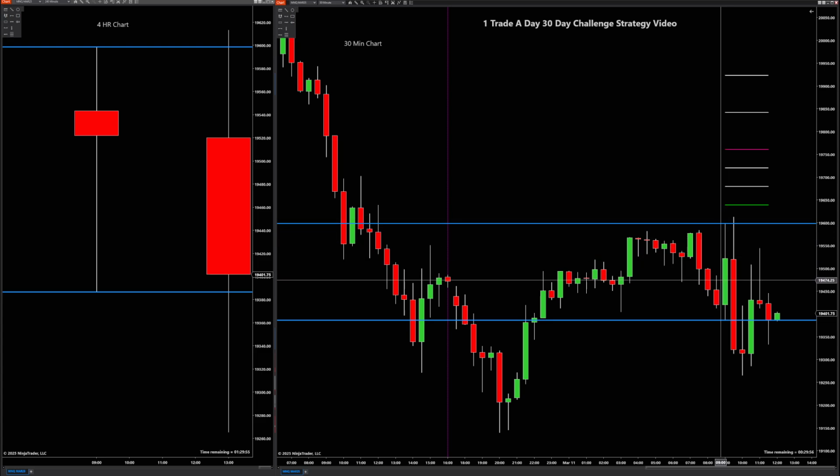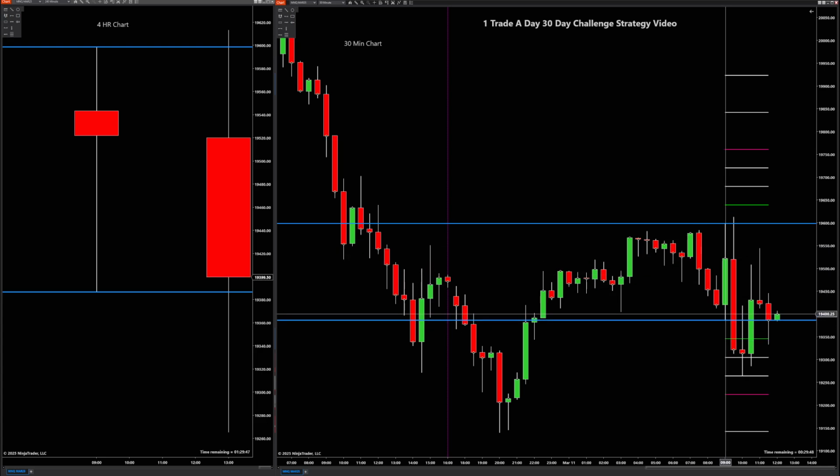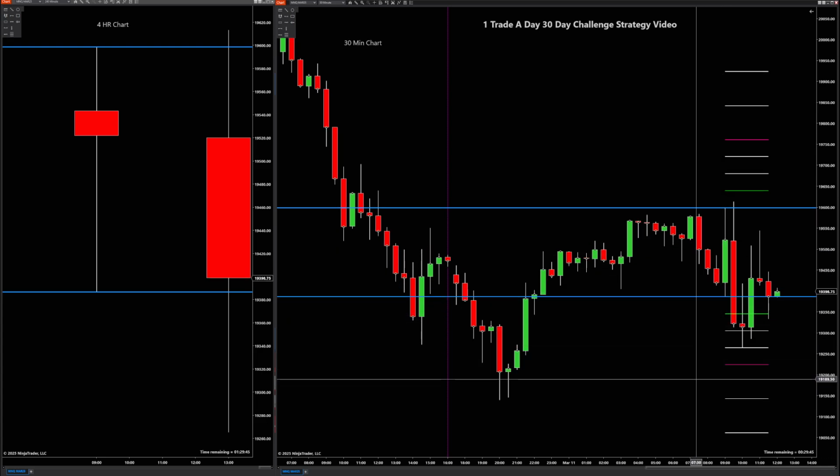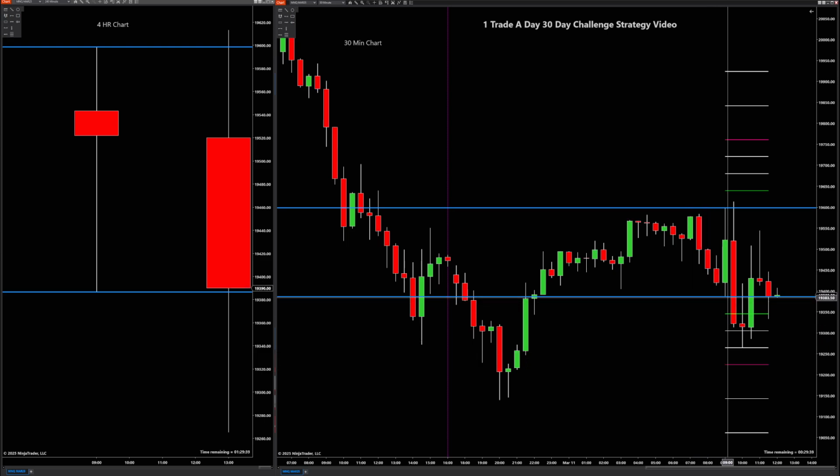So when I see that happen, I'll come down here and say, okay, I need to look for the sweep low to take place there. So I will come down here and put in my ATR to the low side as well. So now I'll say, okay, we've swept the 4-hour candle shown by this blue line here.